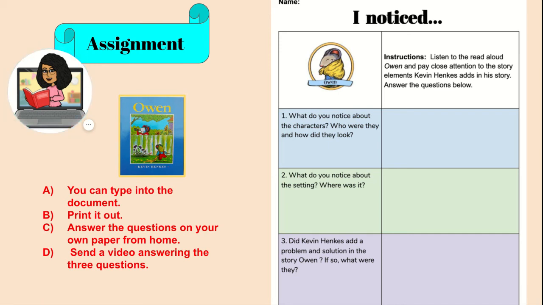Number 2, what do you notice about the setting? Where was it? Was it a real setting or a pretend setting? Where did the story take place? Number 3, did Kevin Henkes add a problem and solution in the story, Owen? If so, what were they? What was upsetting Owen? And think about how the problem got fixed.